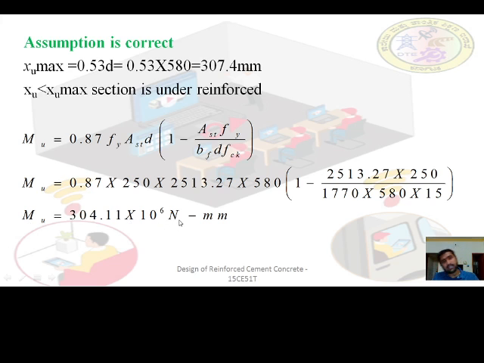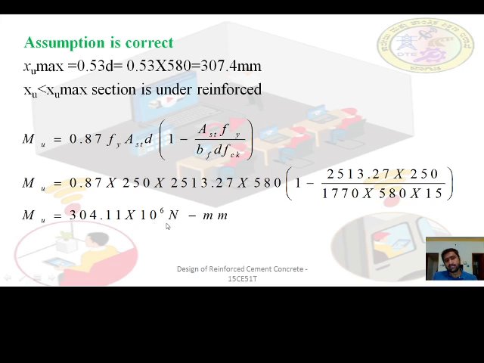See, when you calculate using the scientific calculator, you will get a bigger term, 30411 something. Sometimes you will not get it in 10 power 6. Then you have to use ENG, so press ENG 1 or 2 times, and the calculator will show like this, 304.11 into 10 to the power 6. The unit is Newton millimeter. So every time you have to note down the units, that is very important.